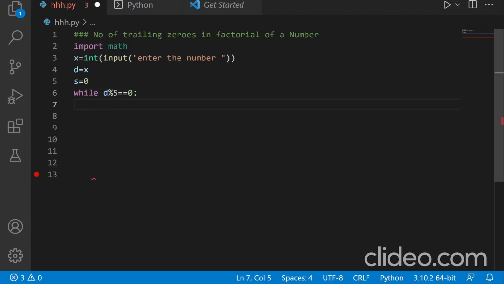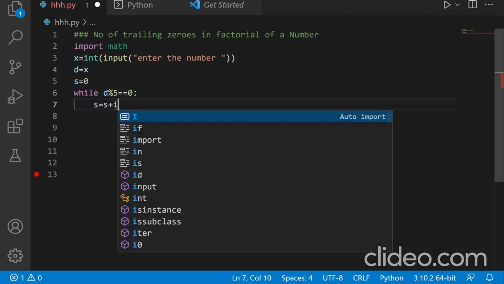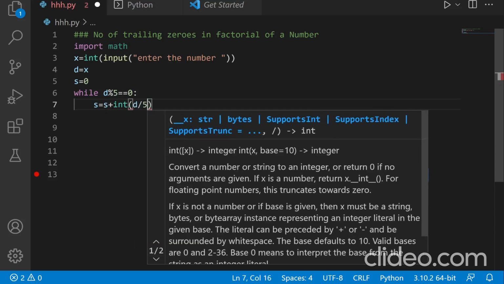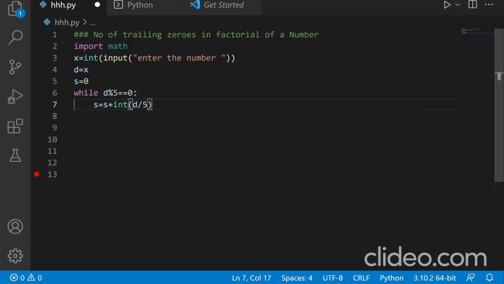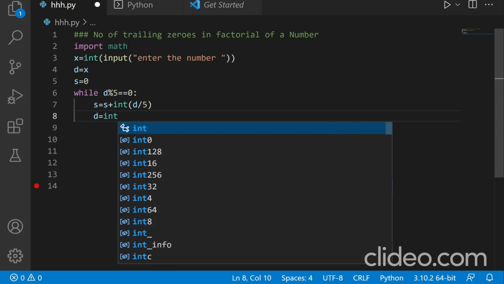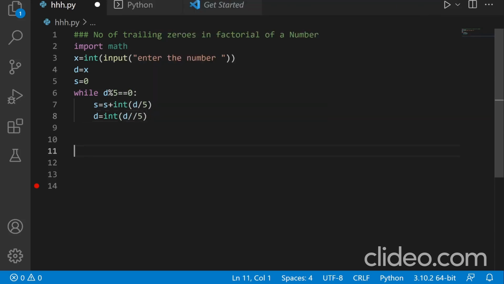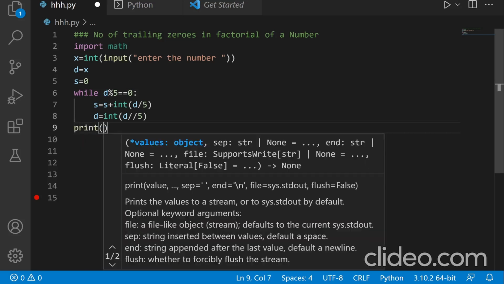Now what I will do next is I will add an s, the int as discussed. So int of d by 5. So whatever is the integral value that I have got from the d by 5 operation, that I will store in s. Now I need to change d so that I don't take so many iterations in this particular program. So I will change d to d by 5 so that it reduces drastically the number of iterations over here. And I think we are done with it, isn't it? Print.